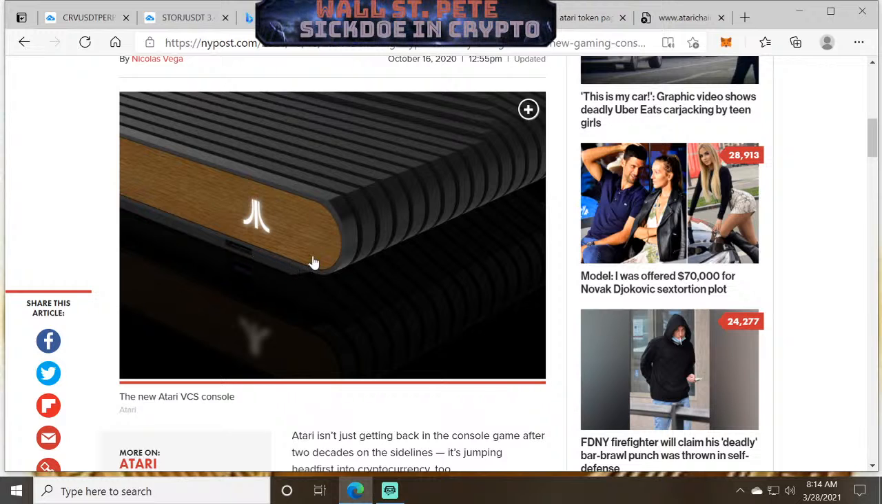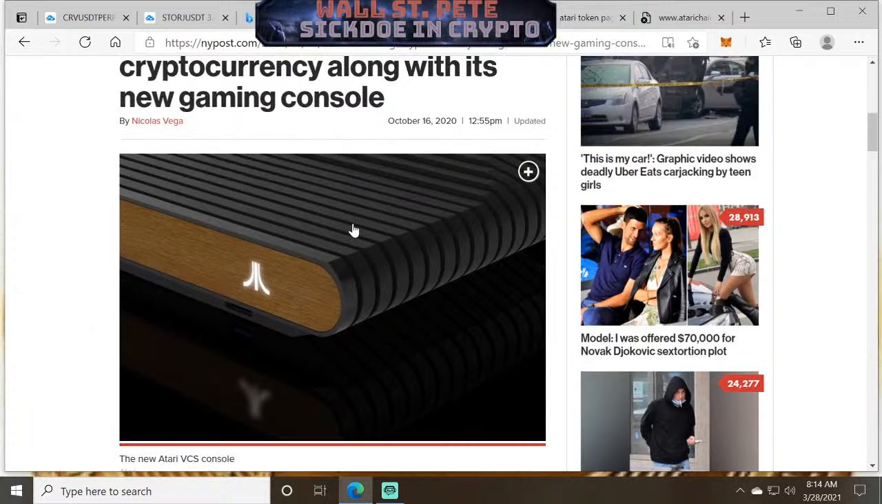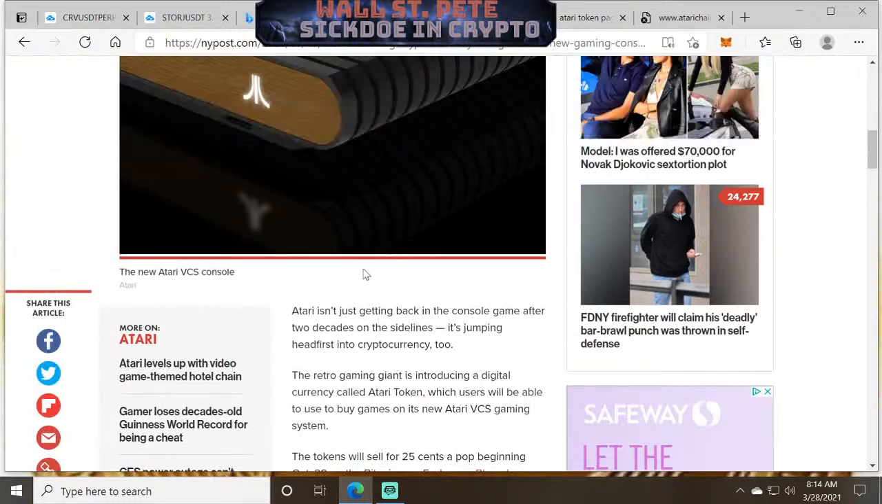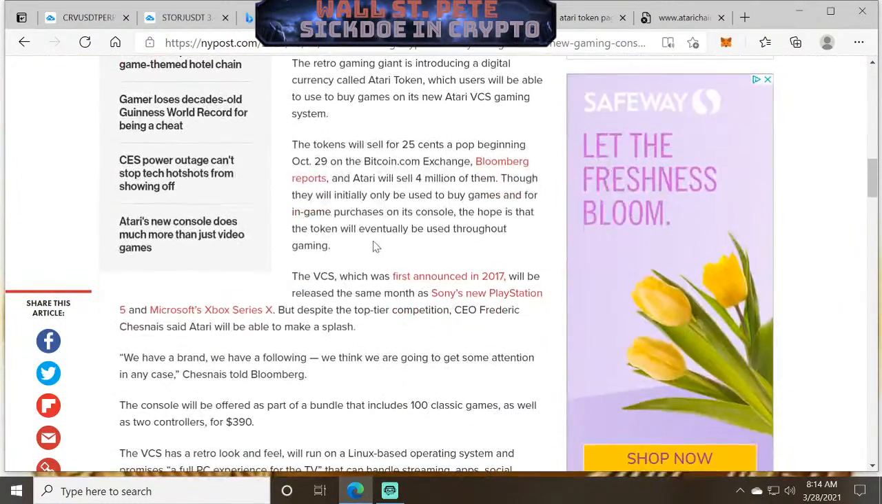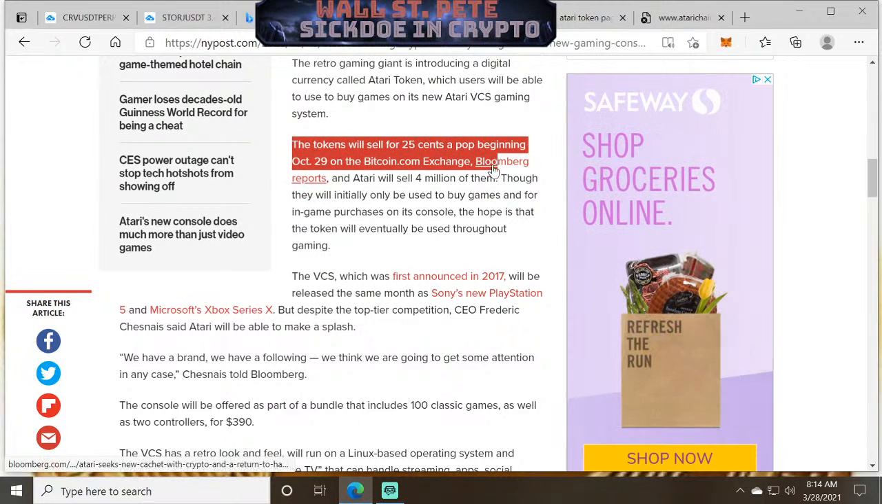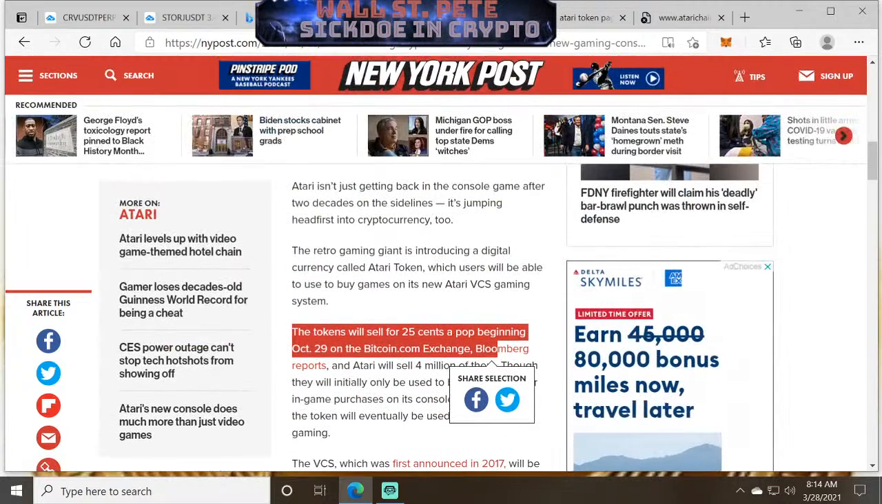As I went over in my video, with the console, you can have Discord, you can have Twitch, you can have all these things too. And you also can have Disney Plus for your kid. You can have so much stuff. It's just as good as the Xbox or the PlayStation. And the point being is we're going to be able to invest. The token will sell for 25 cents a pop beginning October 29th.